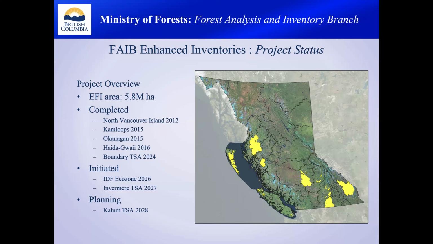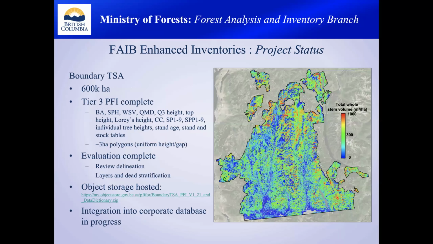And then we have 2 projects that have been initiated. So the interior Douglas fir eco zone, we expect that to be complete in 2026. The Invermere timber supply area, which is in the north coast. And then we have Invermere, is in the southeast of the province, and Gelhorn is on the south coast, or the coast, north coast, I guess. That one's scheduled to be done in 2028, but still very much in planning.